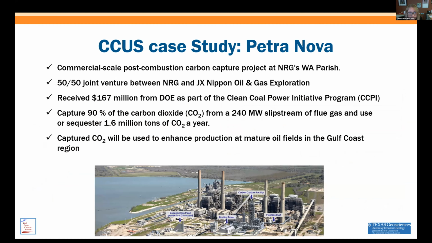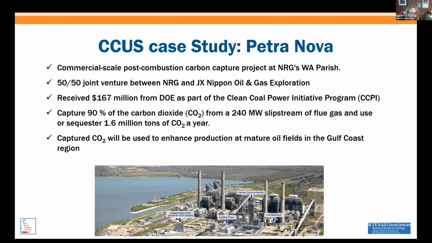Another CCUS commercial application is here in the United States, southwest of Houston. And this is the largest post-combustion carbon capture project that has ever been installed on an existing coal-fueled power plant. So for this project, we actually designed and executed the monitoring, verification, and accounting plan, and we reported the mass of CO2 stored to the Department of Energy.